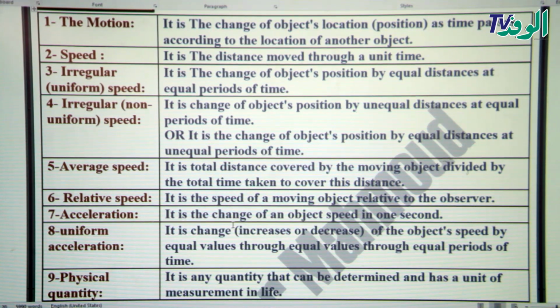It is the change of the object speed in 1 second or in a unit of time. كده اتحول لإيه؟ اتحول إلى مفهوم speed اللي احنا قلناه. It is a change in the object speed، يبقى ده acceleration in a unit of time or in 1 second.